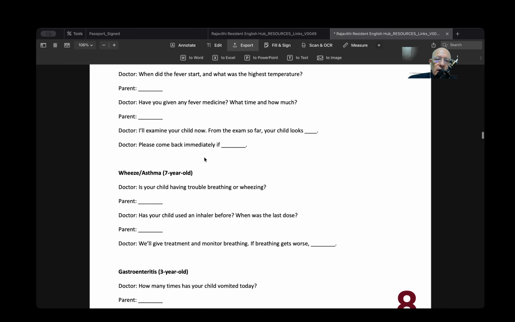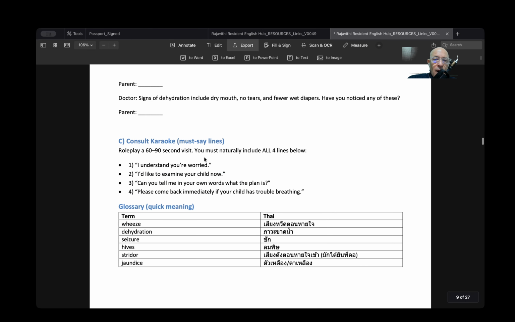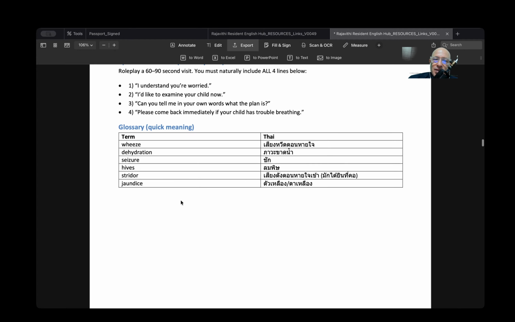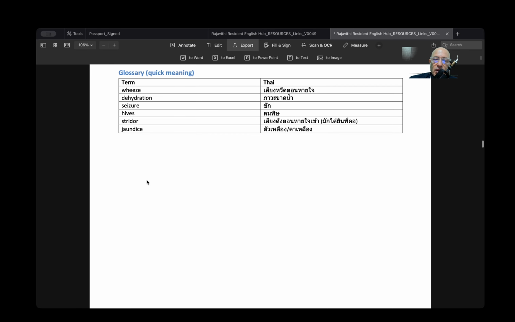Interesting activities. I'm not sure you'll want to do these, but pardon me. Consult karaoke, and I don't really know or understand this, but okay. I don't know. That could be fun. Some glossary: wheeze, dehydration, seizure, hives, stridor. I'm not sure I'm pronouncing that correctly because I don't really know that word. Jaundice. I know that word.